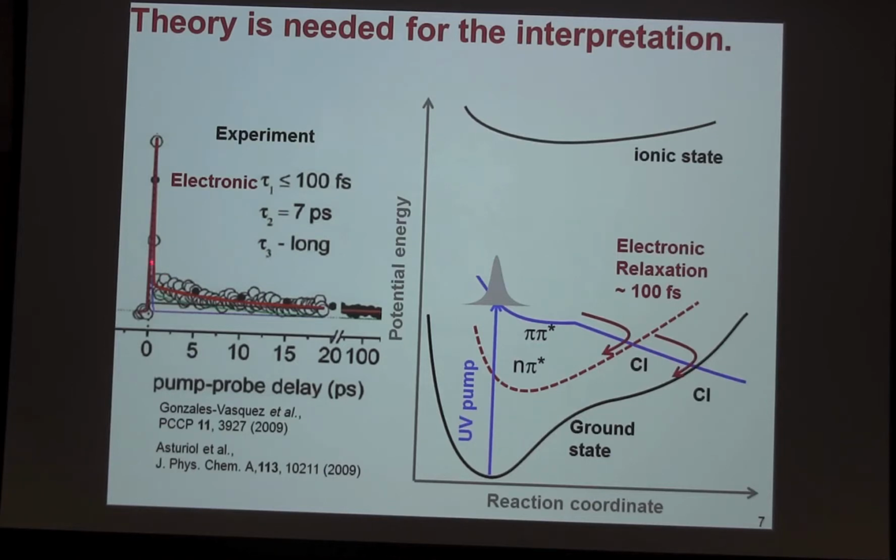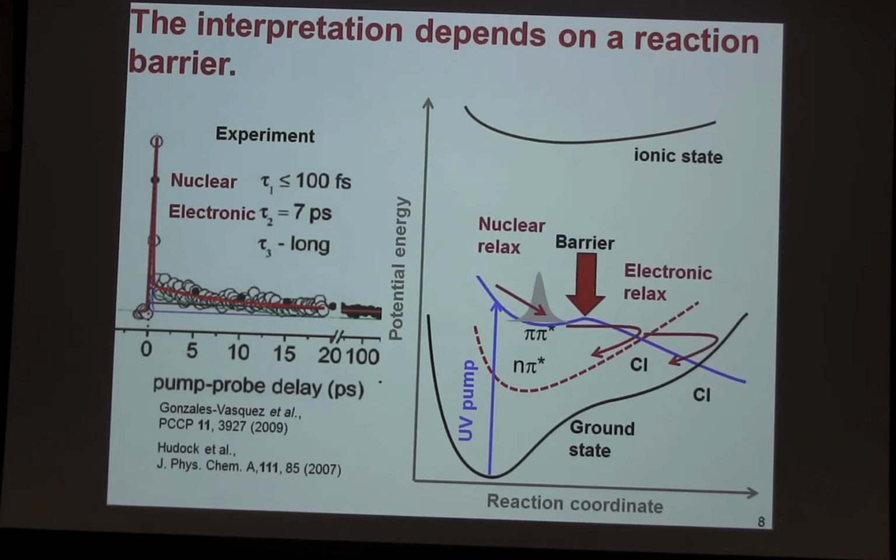So here you would say that 100 femtoseconds is really the electronic process, the transition from pi-pi star to lower-lying states. The 7 picoseconds, what's that? Well, that could be the vibrational cooling in n-pi star and in the ground state. Okay, you could be happy, but there are more theories around.